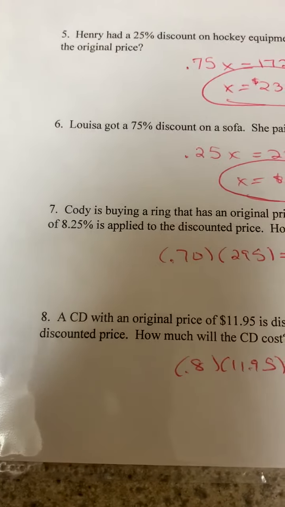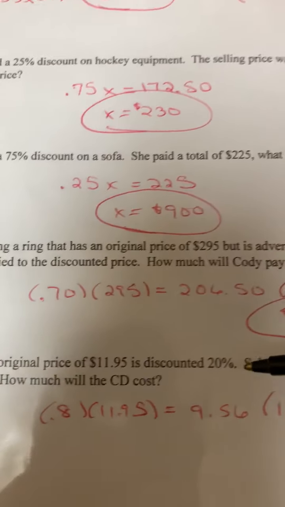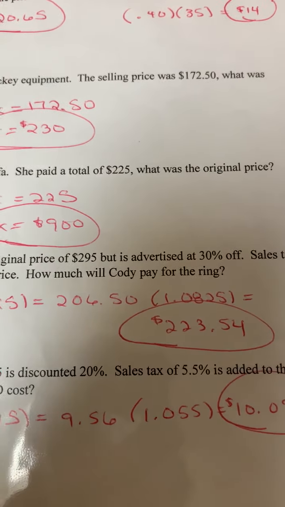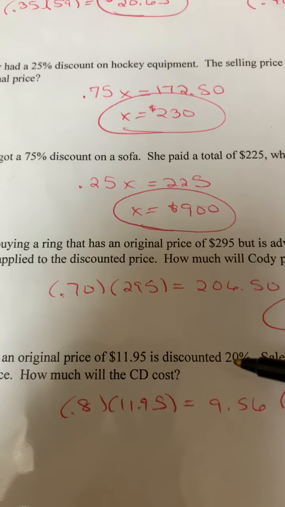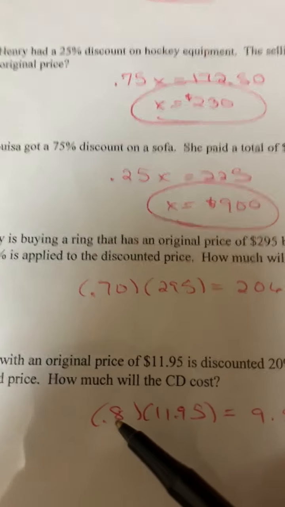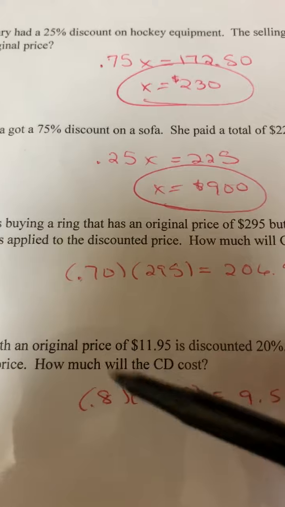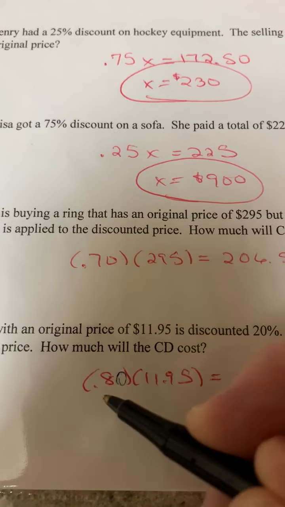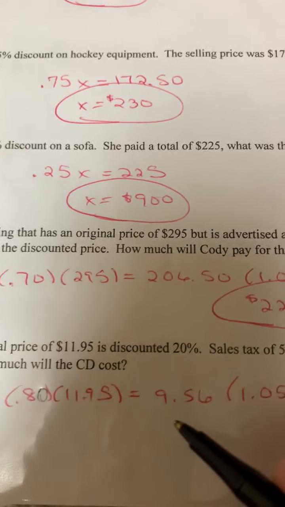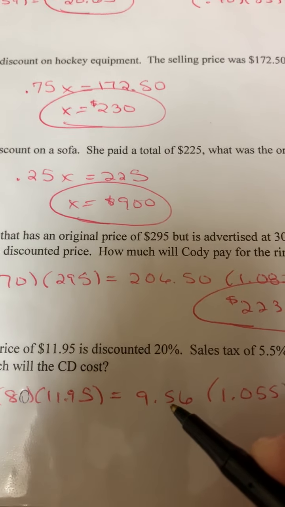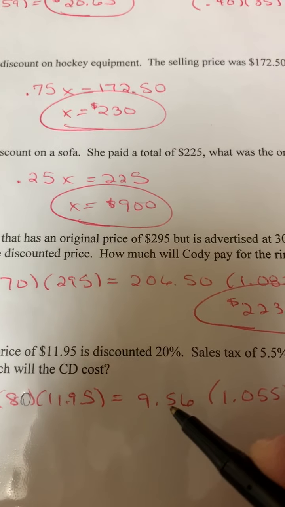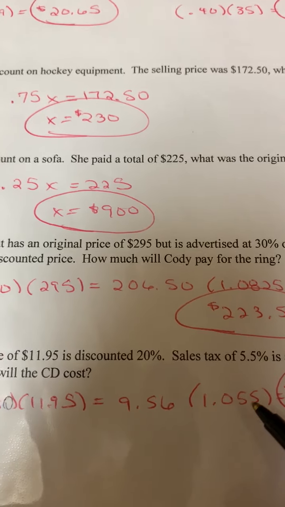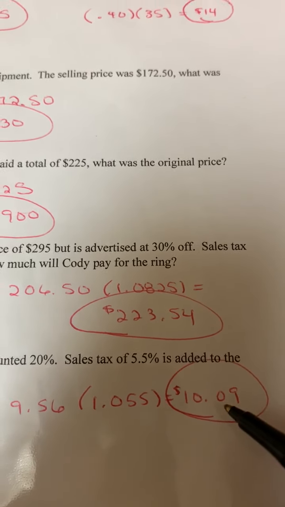And with number 8, $11.95, discounted 20%, sales tax is 5.5%. So if you're not paying for 20%, you are paying for 80%. And I just put 0.8. You can put a 0 there if you want to, doesn't matter. So 0.8 times the price, $9.56. But remember, you're now applying the sales tax, so that's going to be a 1.055. Multiply those together, you're paying $10.09.